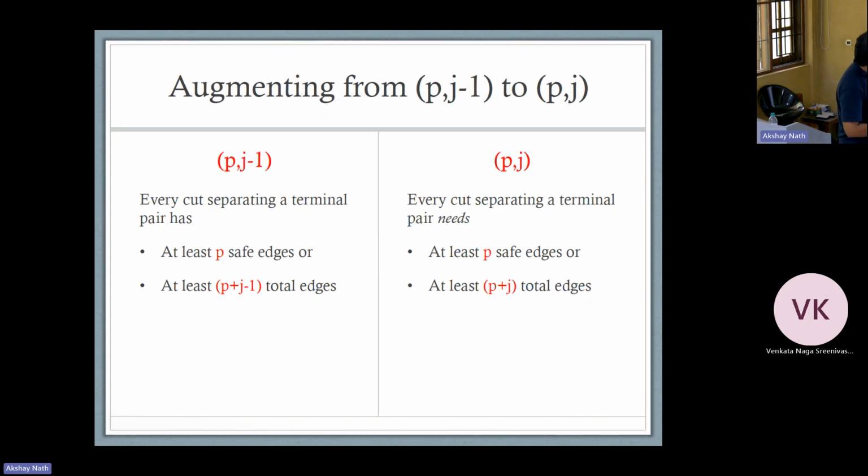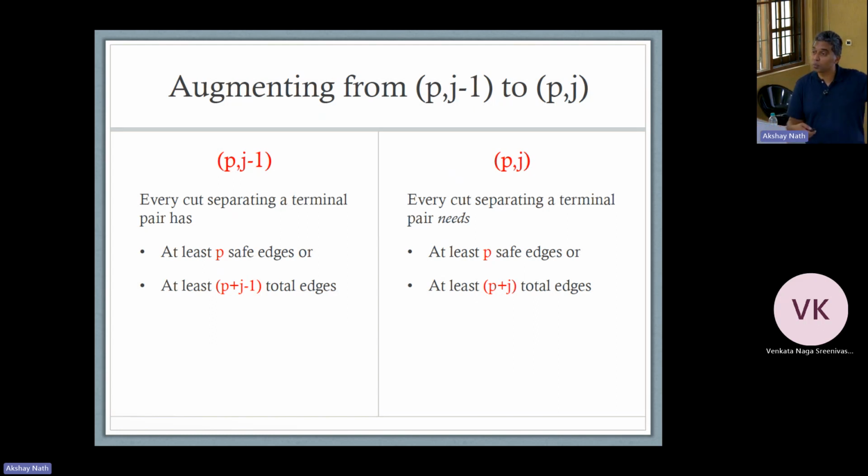So why is that useful? Let's think about it. Suppose I have already satisfied the connectivity requirements of Pj minus 1, right? So every pair I'm interested in has P connectivity if j minus 1 red edges can fail. Now I want to go to Pj connectivity. Since I already satisfied this, what can I say? If you look at any pair that I want to connect, I already satisfied the Pj minus 1 requirement, so that cut has at least P safe edges or P plus j minus 1 total edges. That's the guarantee.